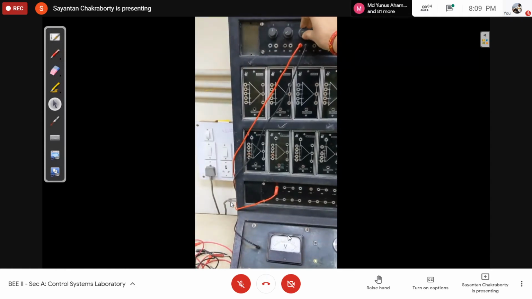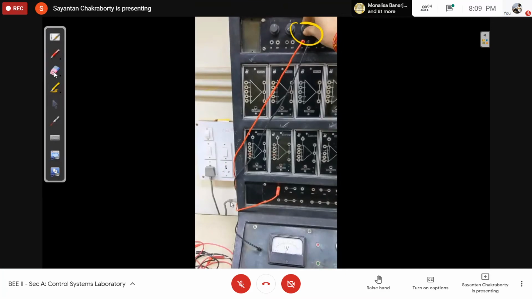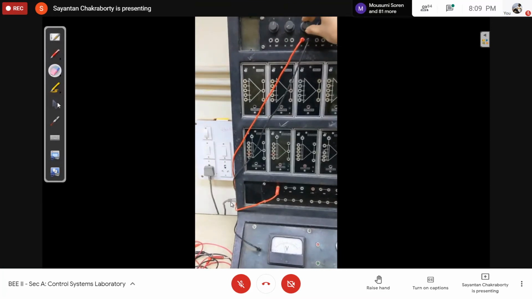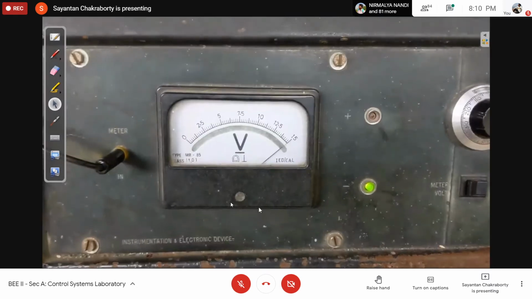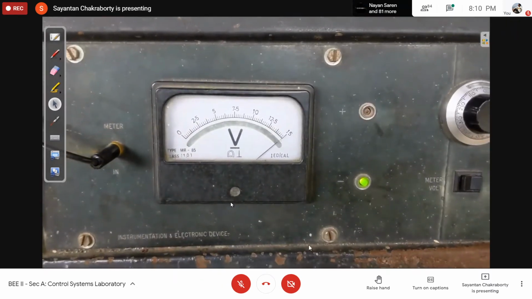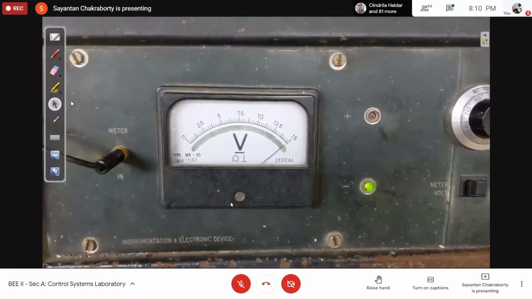See, I'm just rotating this pot. So what I'm seeing over here is in the next video. Let's check that. So this is when you started. This is the value. See, it's showing negative, since the green lamp is glowing.